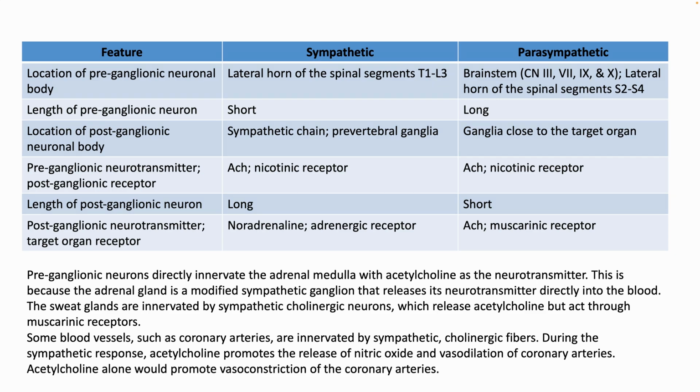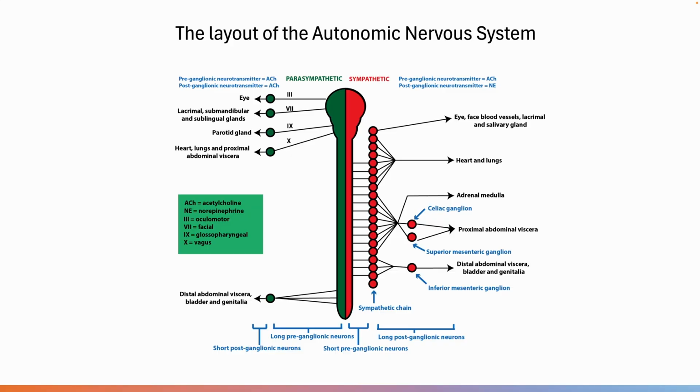That means that they release acetylcholine and act through muscarinic receptors. Another exception is the coronary arteries that also have sympathetic innervation mediated by acetylcholine. Now, we have to say that acetylcholine there will promote the release of nitric oxide during the fight or flight response, allowing the dilation of coronary arteries. In the absence of nitric oxide, acetylcholine would produce vasoconstriction in the coronaries. Now, the parasympathetic nervous system is different.